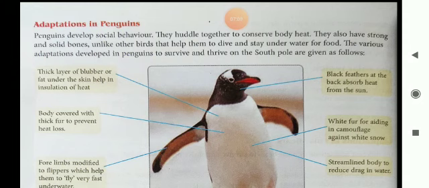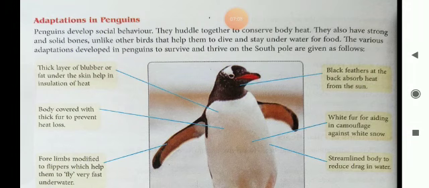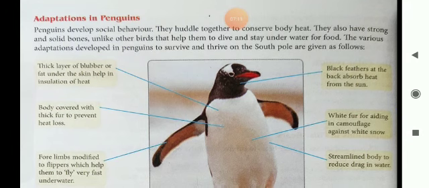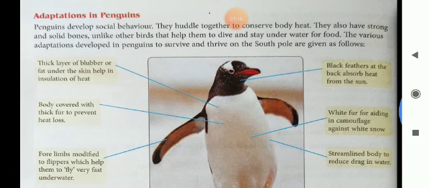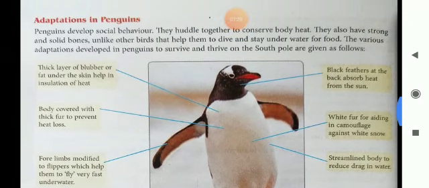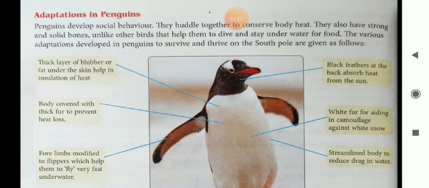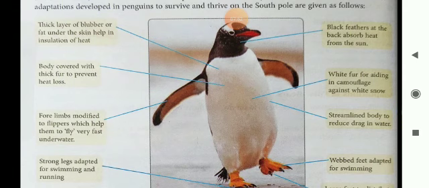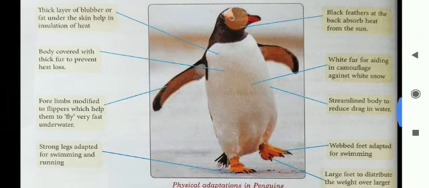Penguins develop social behavior. Social behavior means they move in groups. They huddle together to conserve body heat. So because they are in a group, the body heat is conserved and they feel warm. They also have strong and solid bones, unlike other birds, which help them to dive and stay underwater for food. So the various adaptations are, first, the thick layer of blubber or fat under the skin that helps in insulation of heat, same as polar bears. Blubber means fat. The body is covered with thick fur to prevent heat loss. Again, it is similar to the polar bear.